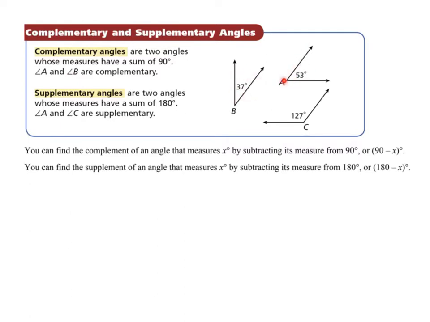If we add those together, we get 90 degrees. Then we have supplementary angles, which means two angles that add up to 180 degrees. So in this case, angle A and C are supplementary because angle A is 53, angle C is 127, and if we add those together, we get 180 degrees.